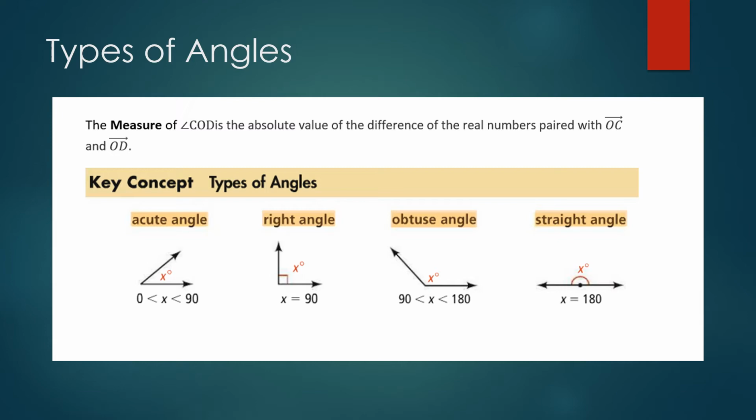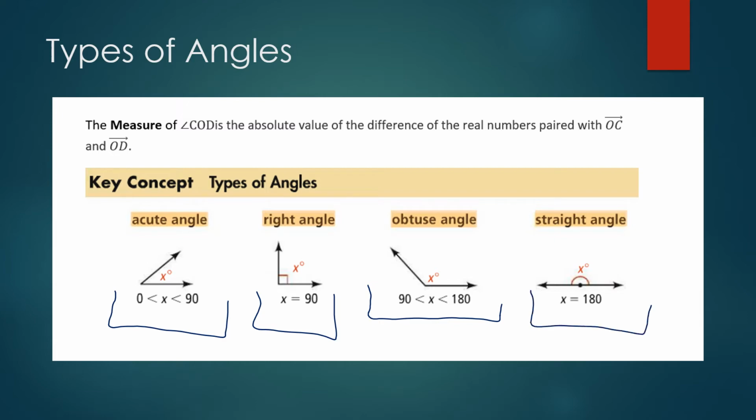We have acute angles, which are between 0 and 90 degrees. We have a right angle, which is exactly 90 degrees. Obtuse angles are between 90 and 180. And a straight angle is exactly 180. Also note that in this class, we're not dealing with angles greater than 180 degrees. Of course, they do exist. You'll see them in other math classes.